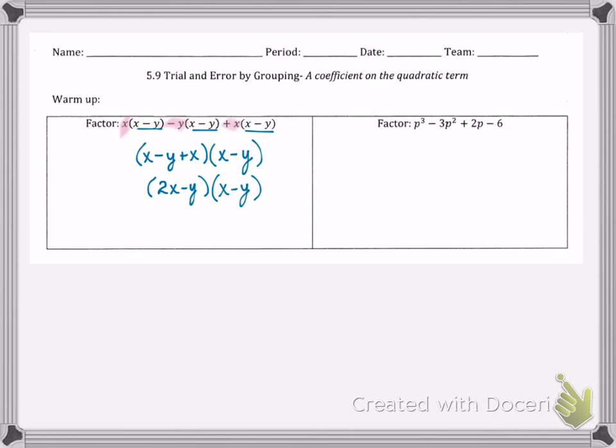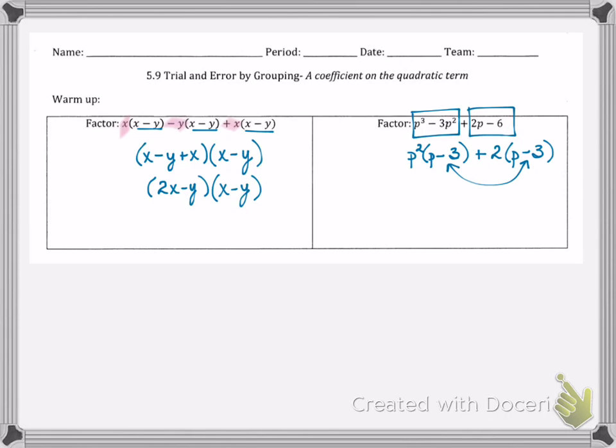The second warm-up question is actually a 2x2. You want to look at the first 2 terms and the second 2 terms and pull out a GCF from both. The first 2 terms have a p squared in common, leaving me with p minus 3. The second 2 terms have a 2 in common, leaving me with p minus 3. I want these to match, and they do.